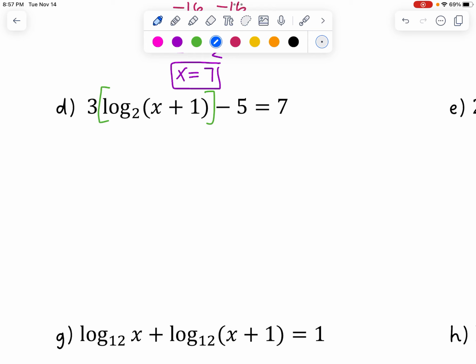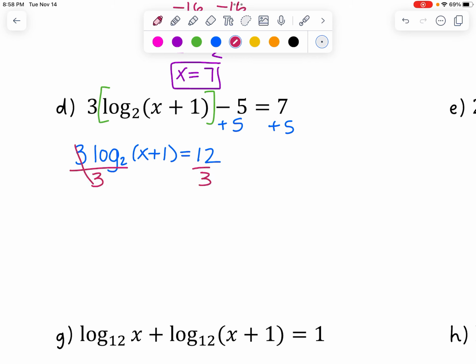So I'm going to start by adding 5 to both sides. And I get 3 times log base 2 of (x plus 1) equals 12. All right, the next thing I need to do is cancel out that 3 out front. So I will divide both sides by 3. And I get log base 2 of (x plus 1) equals 4.